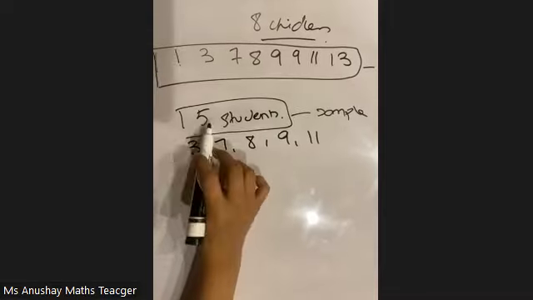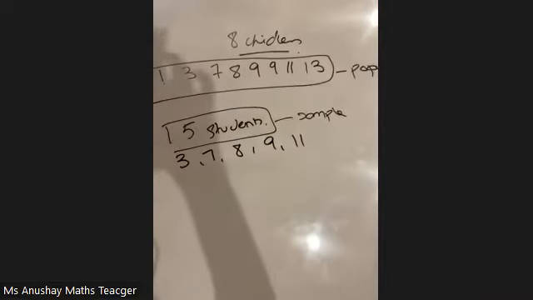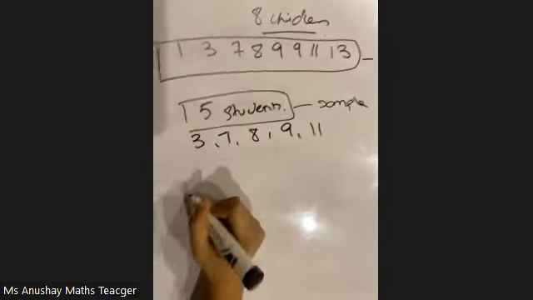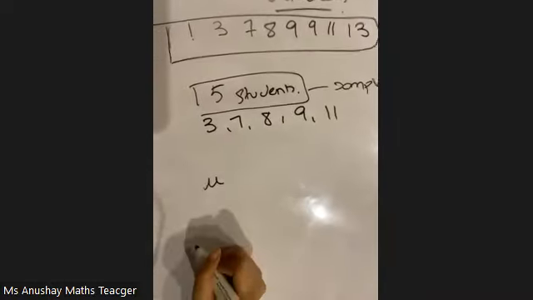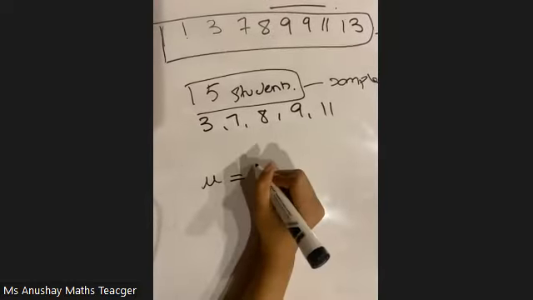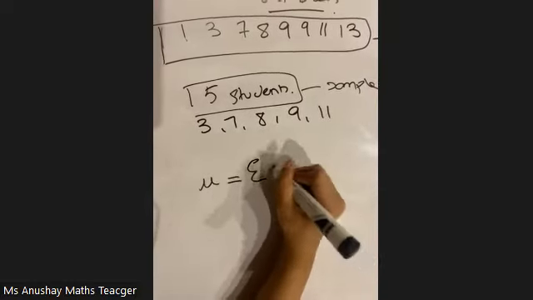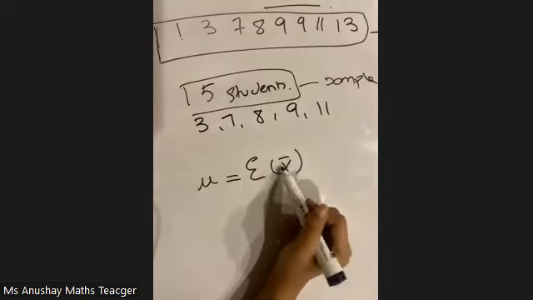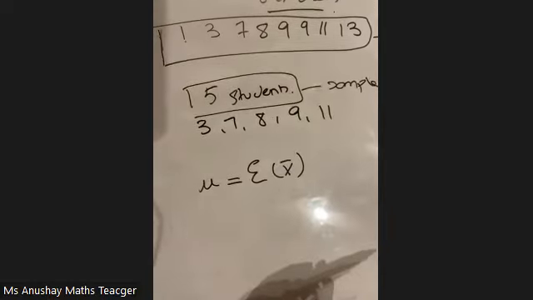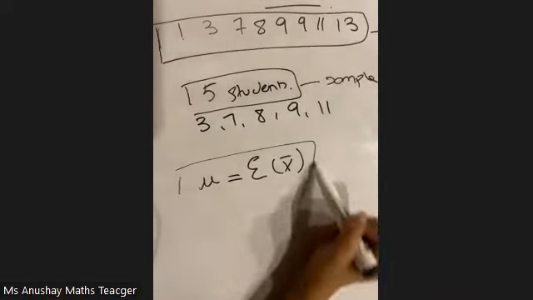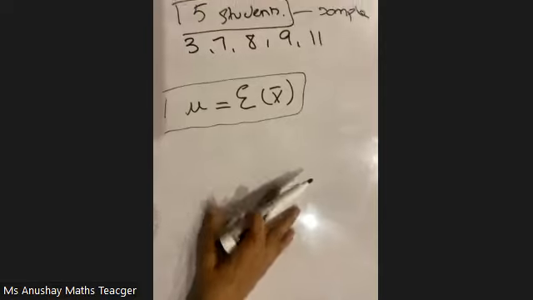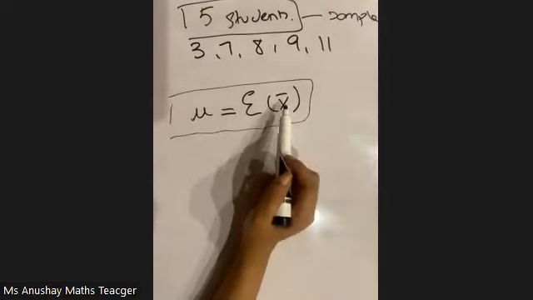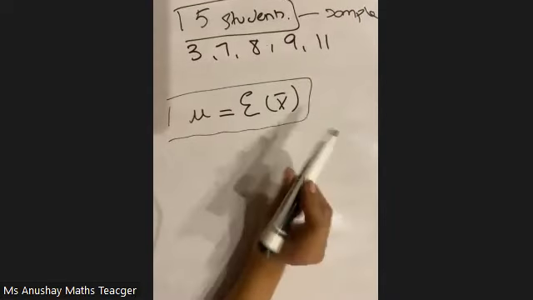So what happens now is when you calculate the mean of the population, which is mu, this is equal to the estimated mean of the X bar. X bar is basically the mean of the sample. Do you understand? This is equal to this. The estimated X bar and mu are the same. This is called estimated.